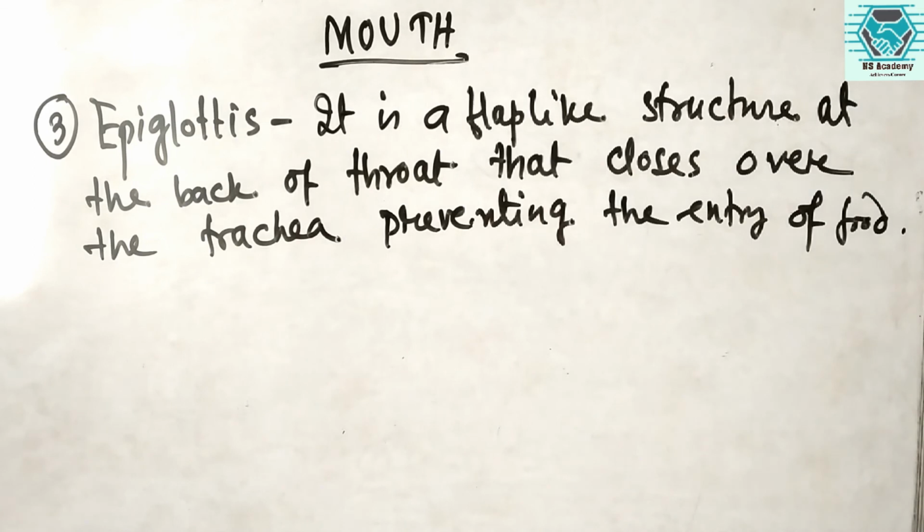The next structure which is present in mouth is epiglottis, which is a flap-like structure at the back of the throat that closes over the trachea so that the food cannot enter into the respiratory pipe. So it is a protective organ which is also present in our mouth.